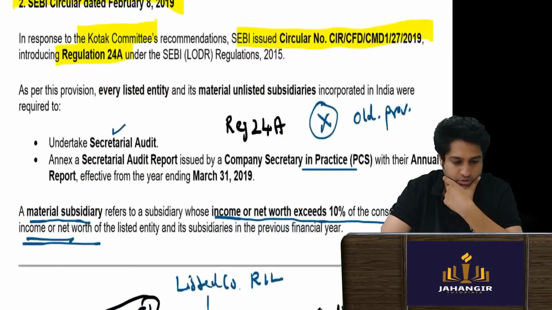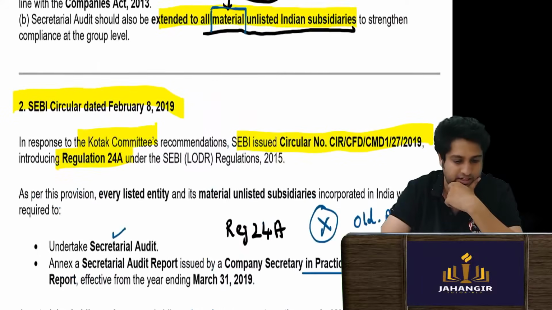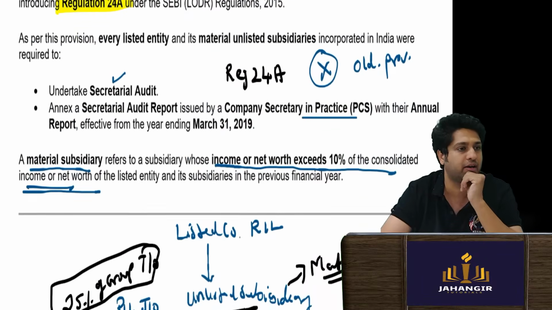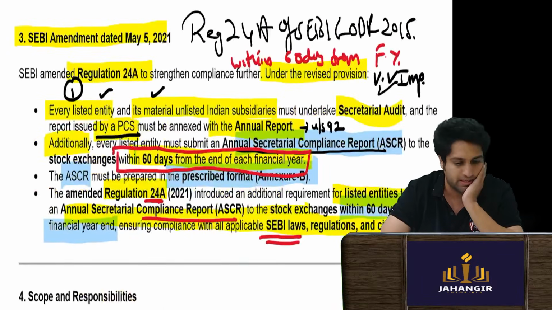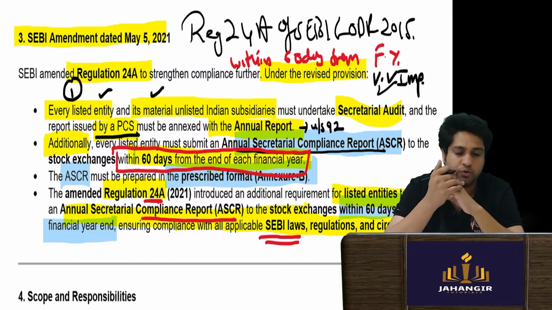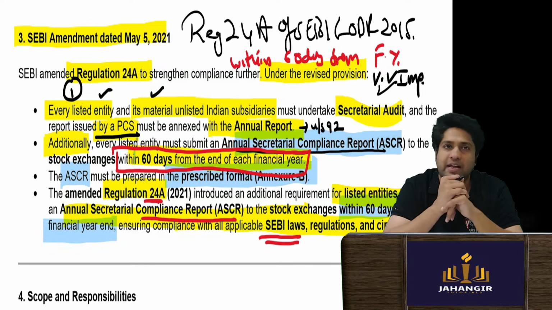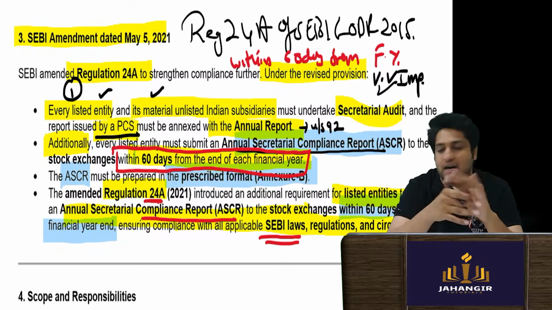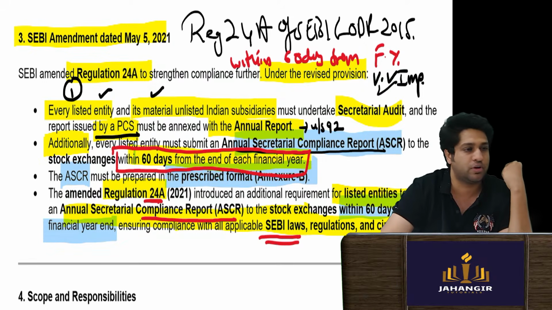Now when you come to this, 24A, I have already told you again and again. 24A says that all the CS laws have to be complied with. Regulation 24A. Now by when you need to do it. Very, very important. So study it by heart. I want you to quote it in the exam.